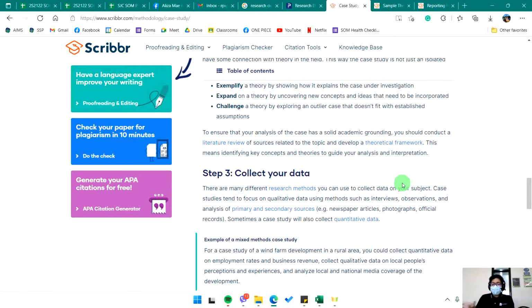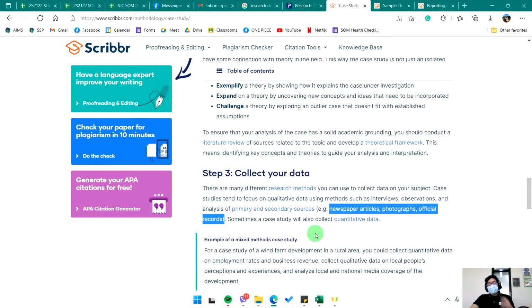Hindi niyo na kailangan maghanap ng mga siguro mga 10 tao na nakapag-experience na ng gender and racial prejudice sa hospitality industry natin. Pero it is still much better if you can find siguro at least one or two respondents for an interview para lang meron kayong real life sources para hindi lang kayo naka-based sa newspaper articles, photographs, or official records. Pero still, if wala talaga kayong mahanap na respondents, kahit isa or dalawang respondents lang, pwede na kayong mag-focus doon sa primary and secondary sources natin, such as newspaper articles, photographs, or official records.